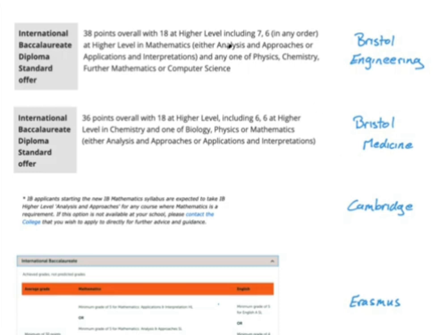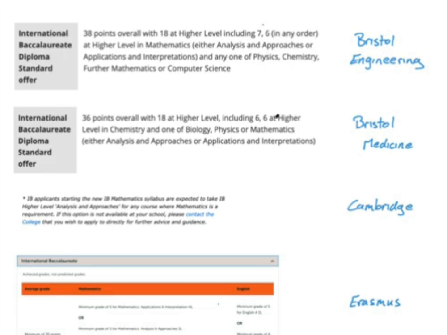So here, for example, it says, and they do have an overall points, like 38 points overall, with 18 at higher level, including 7/6 at higher level mathematics, either of these. So they don't care if it's AA or AI, and any one of physics, chemistry, or these. So here you have to have higher level mathematics to do engineering in Bristol. That would mean that if you were doing A levels, you would have to be doing mathematics.